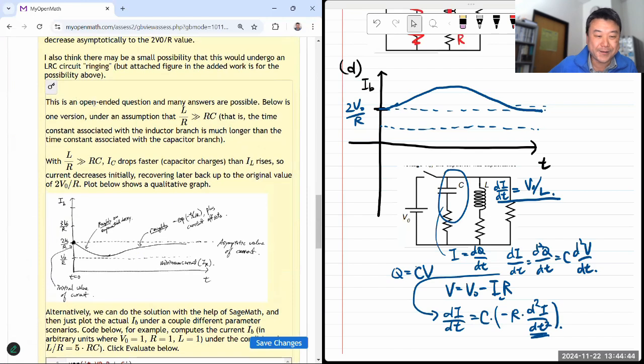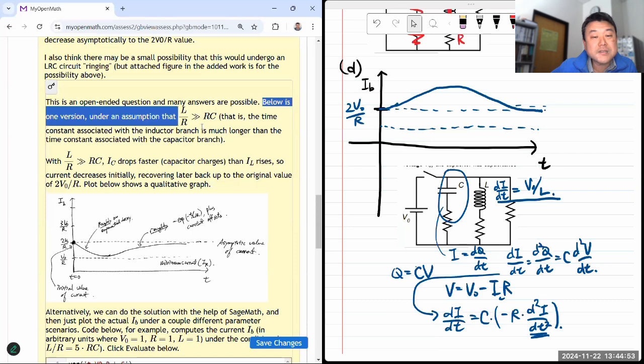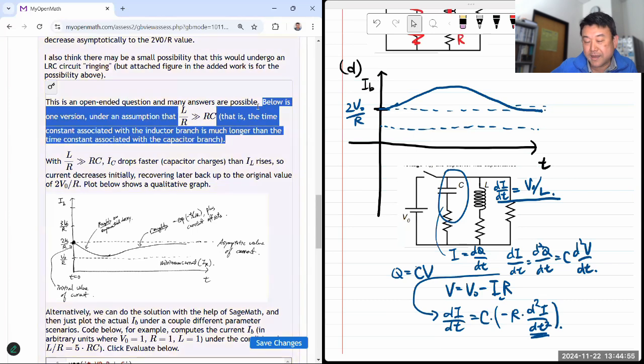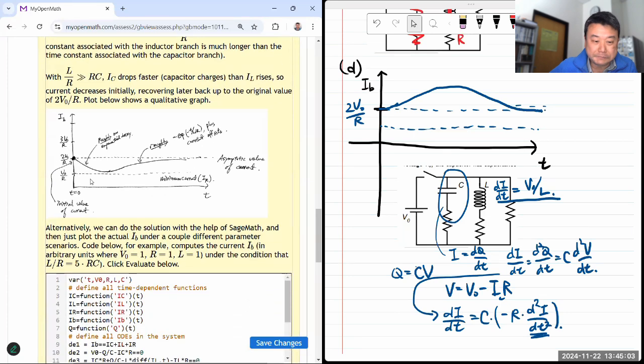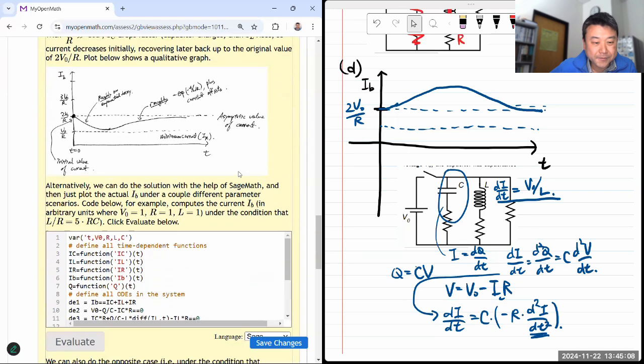This is an open-ended question. Oh, I thought it decreases. Really? Not increase? On one version, I guess it depends on the assumption. Yeah, so my answer was incomplete. With that, I guess, all right, sure. I'll try with the help of Sage Math a couple different parameters.